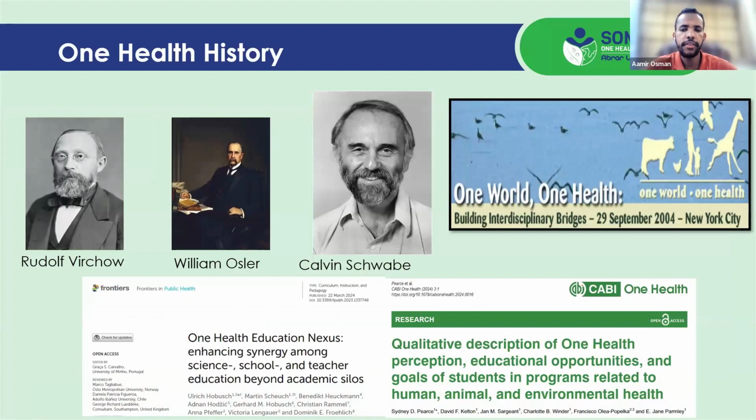Dr. Rudolf Virchow coined the term zoonosis and emphasized the link between human and veterinary medicine. He has a well-known book that collects the relationship between man and the animal. In history, he is said to be the first one to talk about that linkage between animal and human.